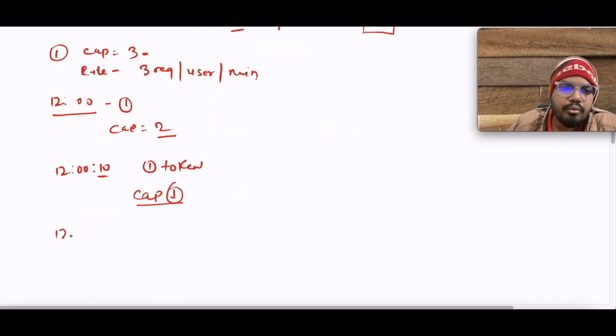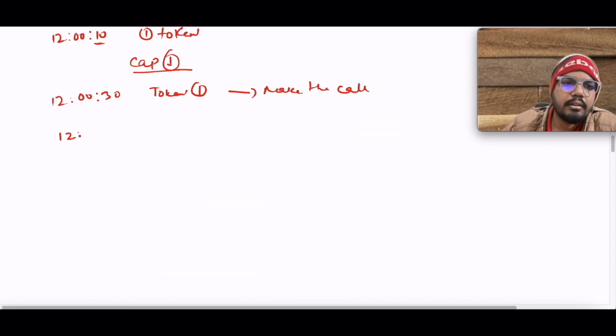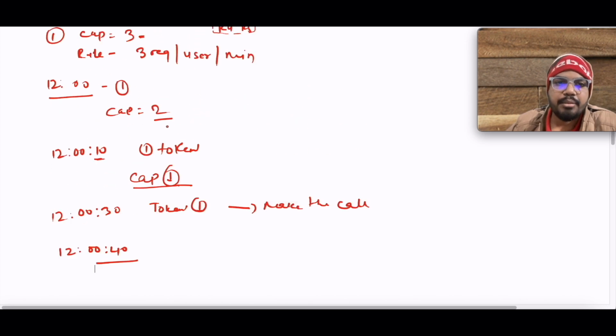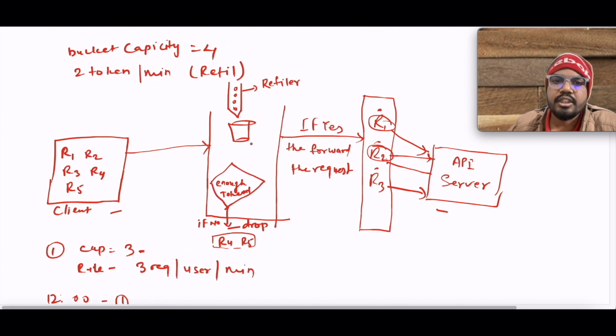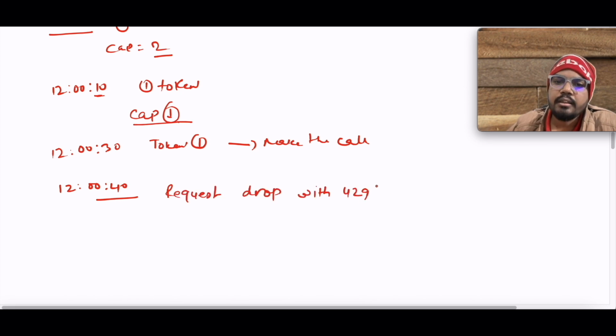Suppose at 12:00 and 38 seconds there is another request. At that time the capacity is 1, so the user will take that token and make the call. Because it is passing the rate limiter, the request will reach the server. Now at 12:00 and 48 seconds there is another request from that client. Here the bucket is empty because we have already used 3 tokens from this bucket. So if it is empty, the request will be dropped with the 429 error code.